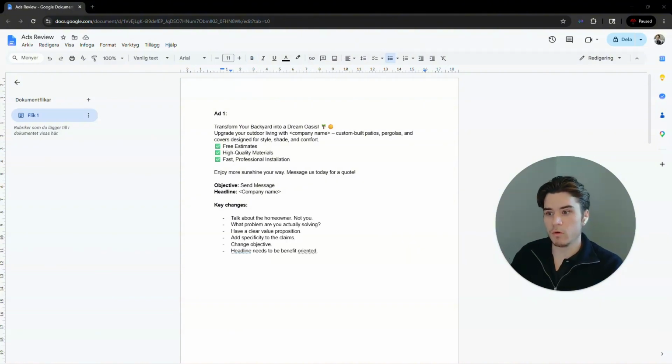So we need to talk about the actual homeowner, not you. And we need to actually answer in the ad what problem we're solving. We need to have a clear value proposition. We need to add specificity to the claims and not just say upgrade your outdoor living. We need to change the objective to something that's not send message, but probably generate leads, get people to actually, for example, fill out a form. And the headline needs to be benefit oriented.